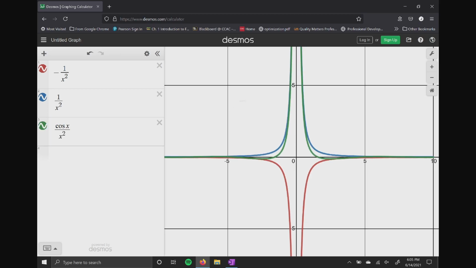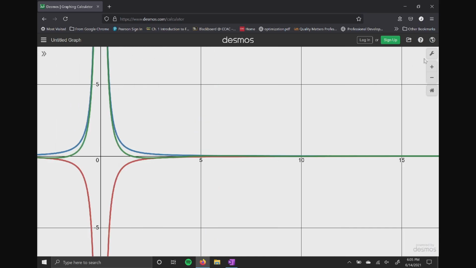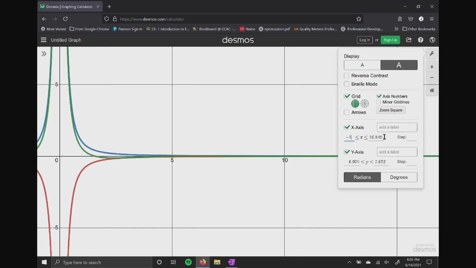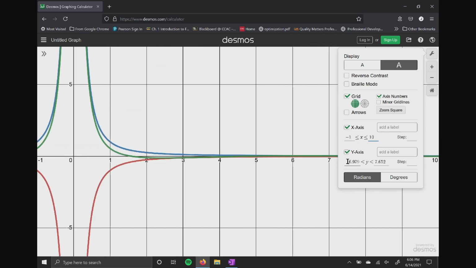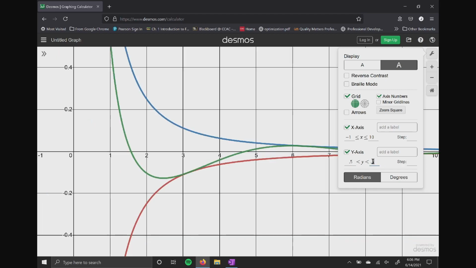Let me scroll over here a little bit so you can see what's happening. Because remember, we're concerned with as x, or as theta, goes to infinity. So let me change this up here a little bit. We're going to make x go from, let's say, -1 to 10, just so we could see it. And then y, I'm going to make y go from -0.5 to +0.5.